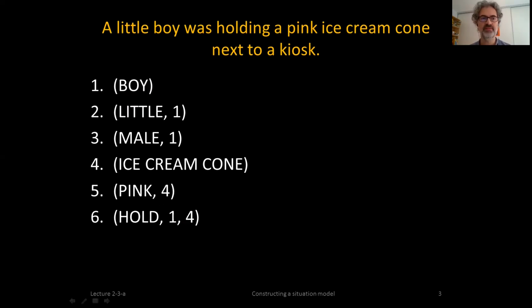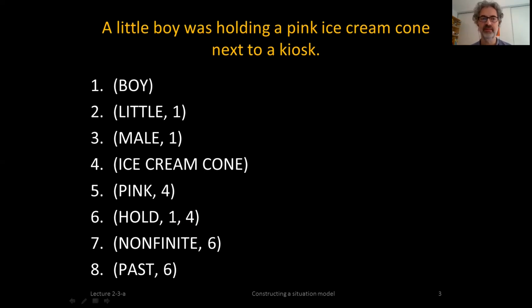So by this point, we are representing that there is a holding taking place by a boy to an ice cream cone. But the text doesn't say that there's just holding. It says the boy was holding. So we have to say this is non-finite and it's past. Non-finite means that the action was not complete. It doesn't say the boy held the pink ice cream cone. It says it was holding, indicating continuation.